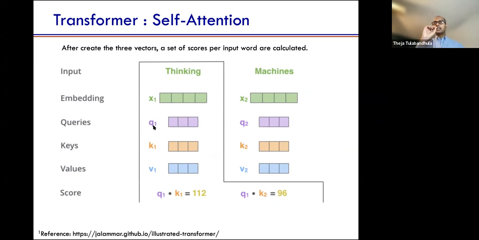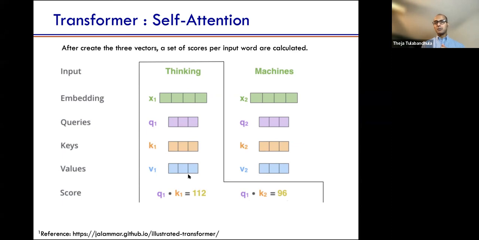Now let's talk about how we get Z1 from both X1 and X2. We pick the query for the first word. You multiply query Q1 with key 1 to get some score. Now use the same query to multiply it with key 2 to get some score. So the query is multiplied with every key vector. If there are only two words, you multiply it with two keys. If there are 10 words, you multiply the same query with 10 keys.